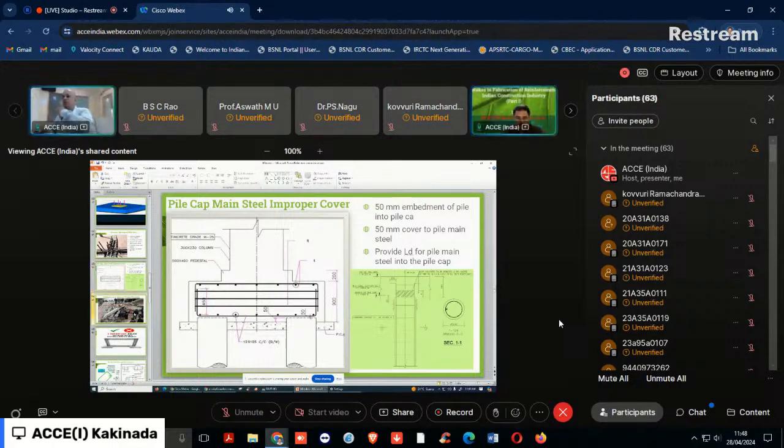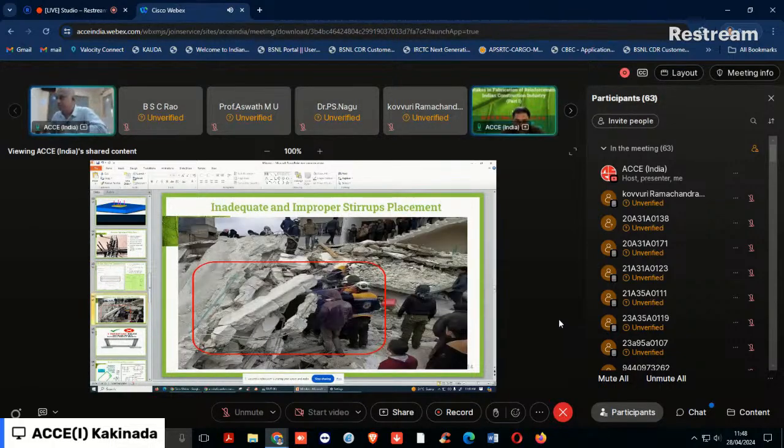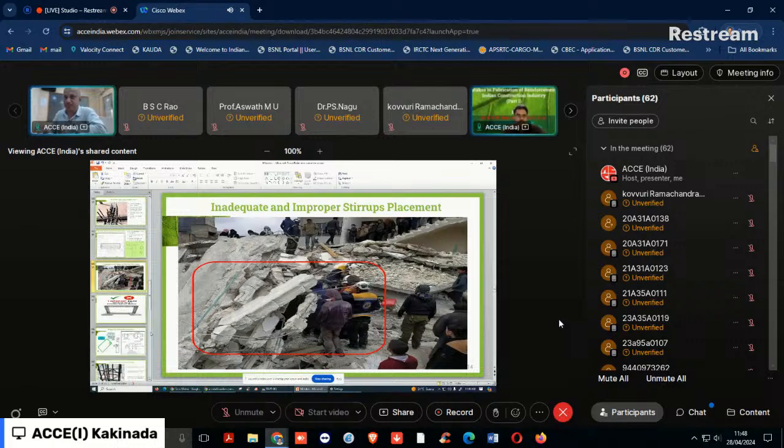Now we are seeing some of the provisions regarding the stirrups requirement. This is a typical photograph of failure of an RCC building structure due to inadequate, improper and incorrect stirrups, in the Turkey earthquake. You can see how the stirrups are missing, in this highly seismic zone of Turkey. You can see how the main bars are exposed, and you can also see how low the number of stirrups is. This is a typical photograph from the Turkey earthquake.